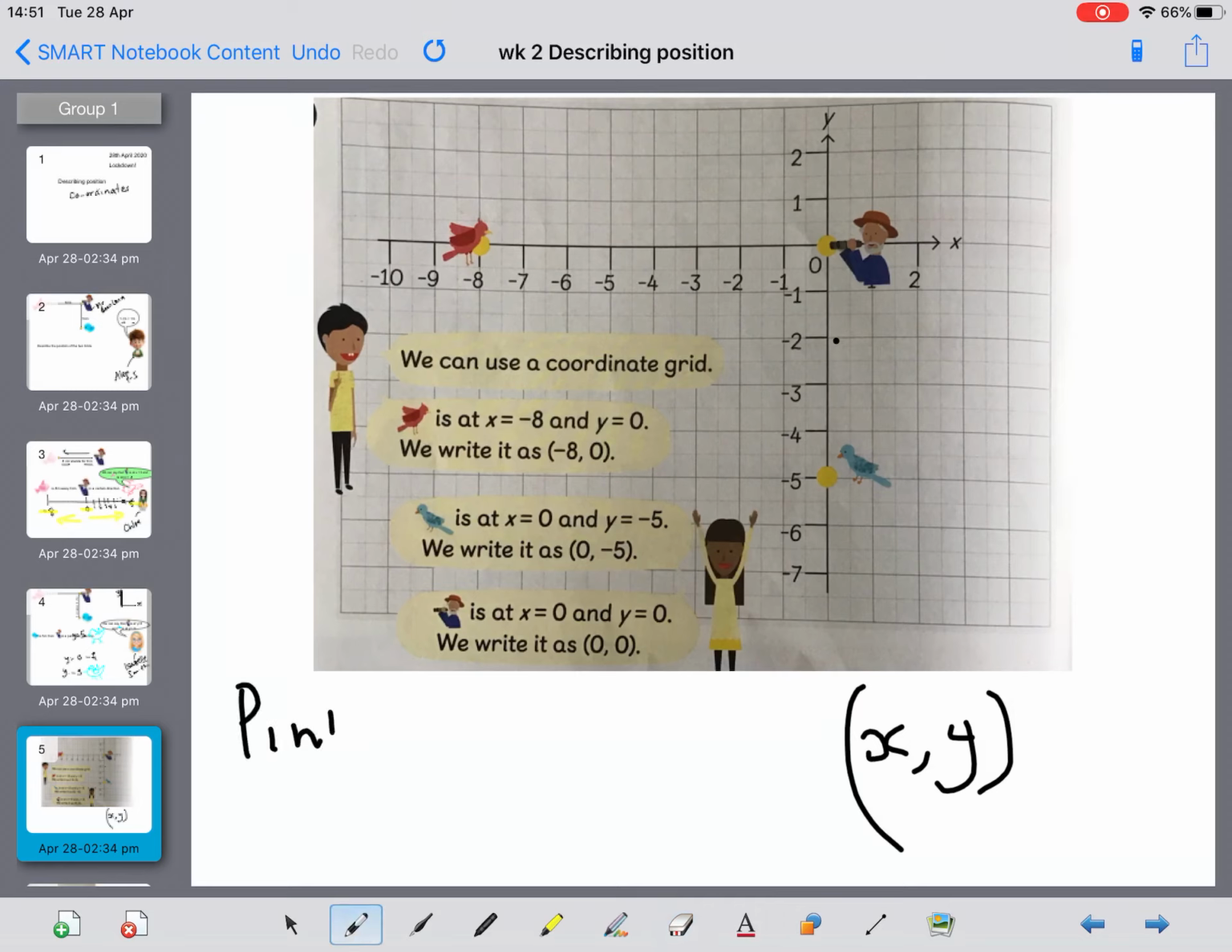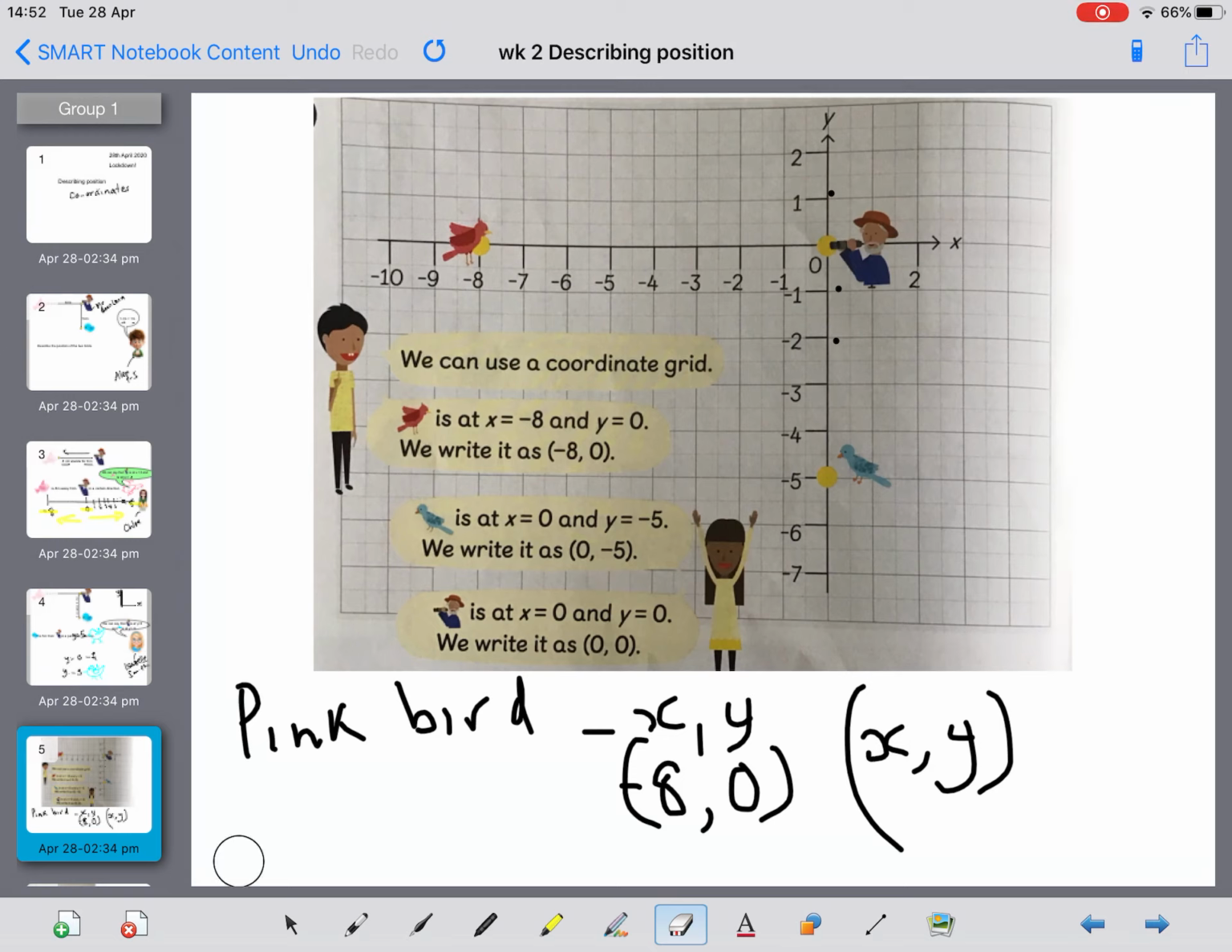Okay, so your pink bird tells you here x, y is -8 for x and 0 for y, because it's not here or here, it's just on the 0 line for the y.